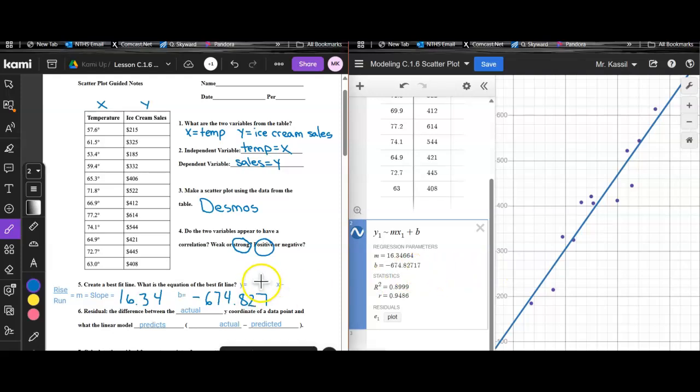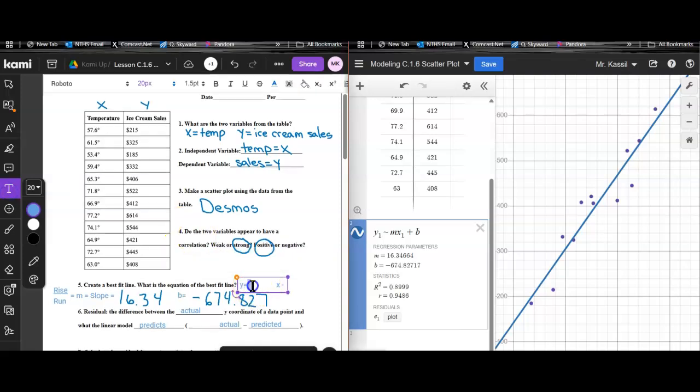And so for our equation here, we can just type that in. We have y is equal to 16.34. Oops, my x is in the wrong spot. Let's fix that. 16.34x minus that y value of 674.827. So that is our equation for our best fit line. Y equals mx plus b. Y equals 16.34x minus 674.827.